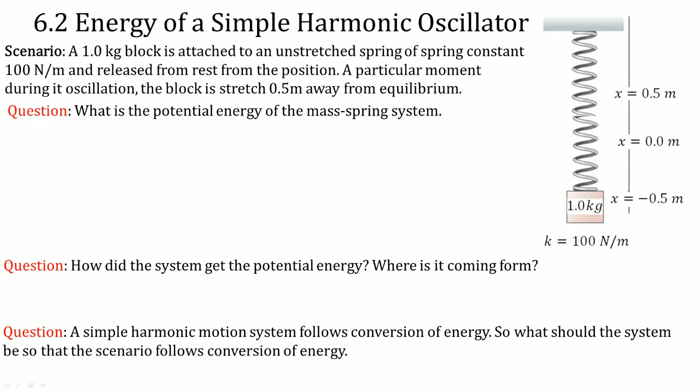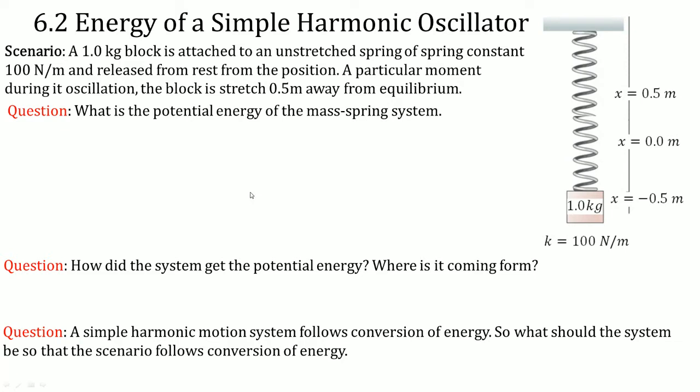Scenario: a 1.0 kilogram block is attached to an unstretched spring of spring constant 100 Newton/meter and released from rest from that position. At a particular moment during its oscillation, the block is stretched 0.5 meters away from equilibrium. Question: what is the potential energy of the mass-spring system?